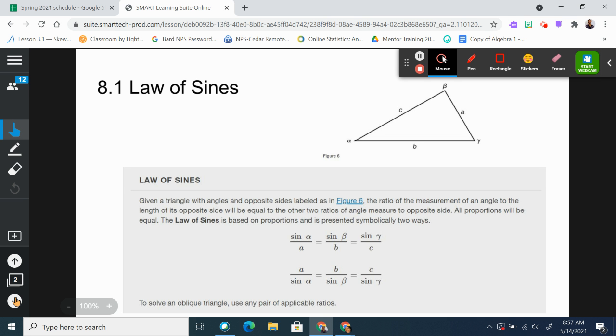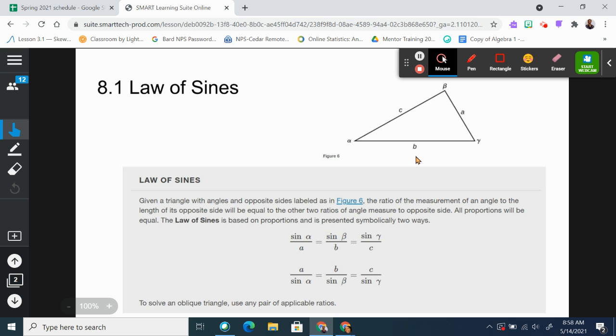It's actually quite handy when we want to figure out the angles or the sides of a triangle that's not right, so an oblique triangle. So given a triangle with opposite sides labeled in this way, usually you'll have Greek letters for your angles. Some textbooks may have capital letters instead of Greek letters for their angles, but it's usually one or the other. And then we'll have lowercase letters for our sides.